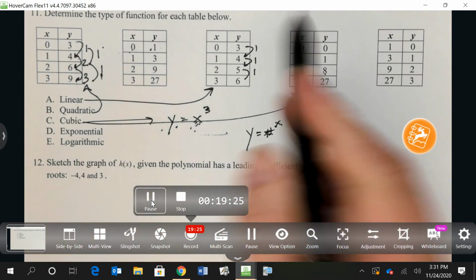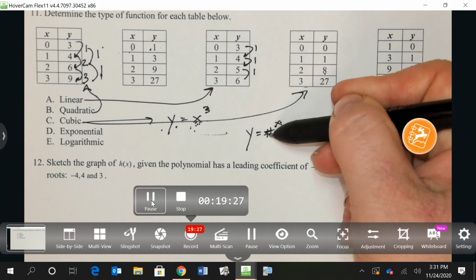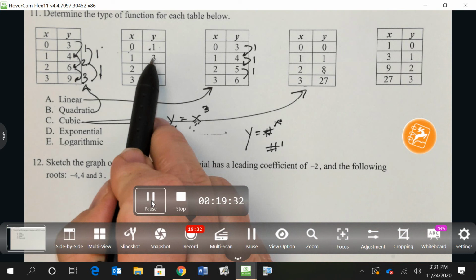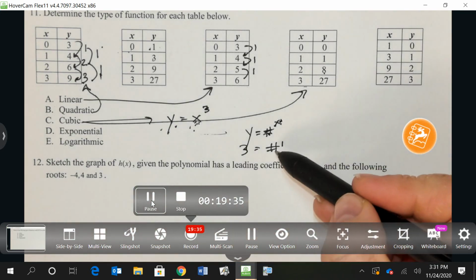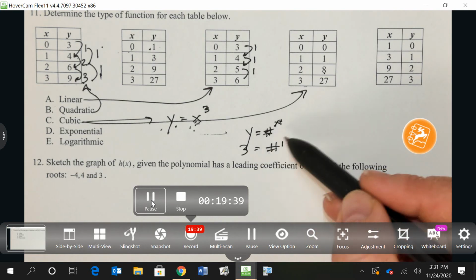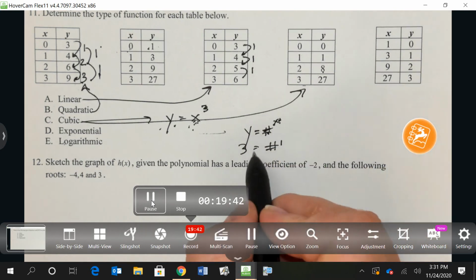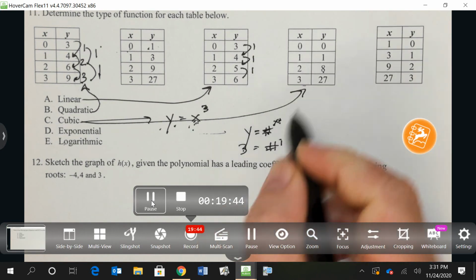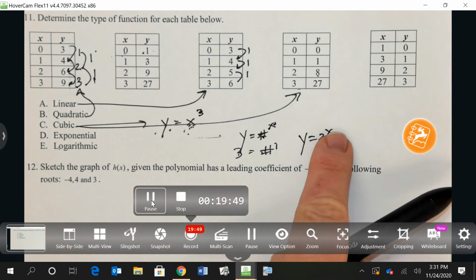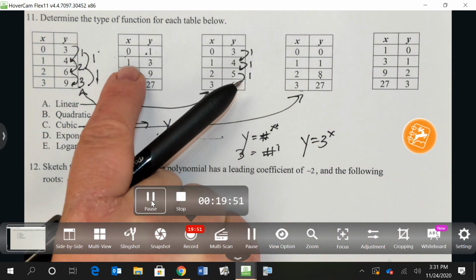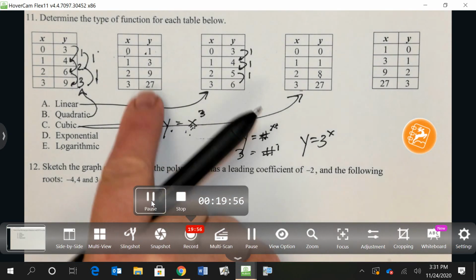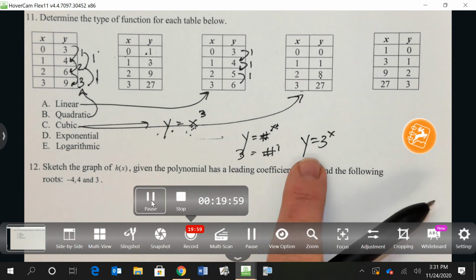If I substitute in 1 for the input, what number raised to the first power gives you an answer of 3? Well, remember, when you raise a number to the first power, you're going to get that number. Like 3 to the first is 3, 4 to the first is 4, and so on. So 3 to the first is 3. That means that this should be like this. Let's just check here real quick. 3 raised to the 0 is 1. Good. Input is 1. 3 raised to the first is 3. Let's do 2. 3 raised to the second is 9. That's great. 3 raised to the third is 27.